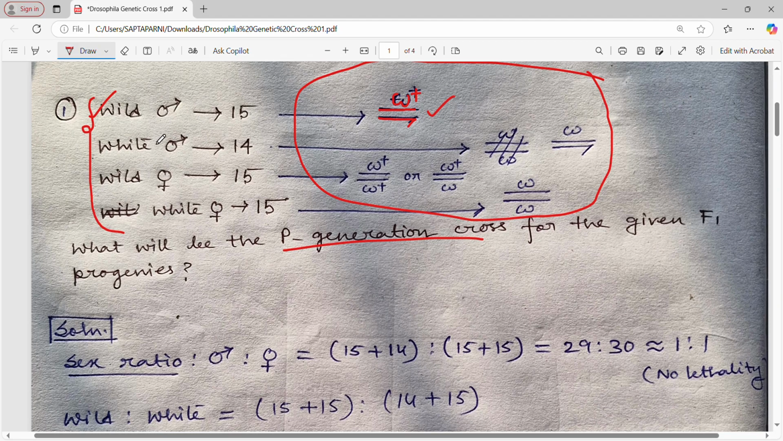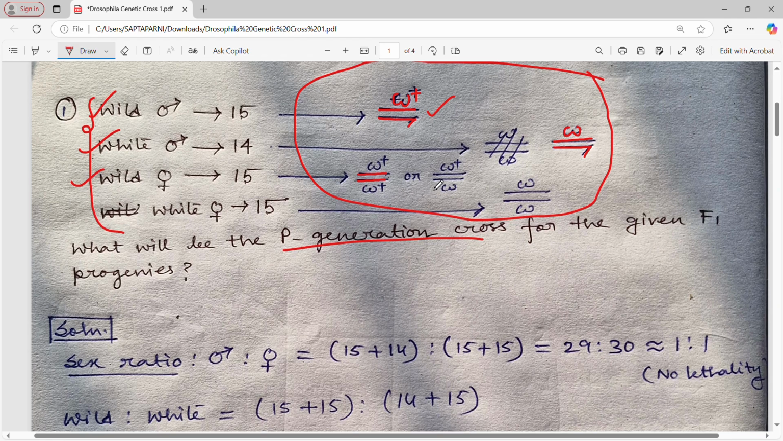Next, white male. The male is white, that means obviously it is a male, so a Y chromosome will be there, and the X chromosome will contain the W allele. W is the mutant allele, which denotes the white phenotype, white eye color. Now, a wild type female can be of two types. First of all, these two are X chromosomes, and both X chromosomes may contain the wild type allele, W plus and W plus.